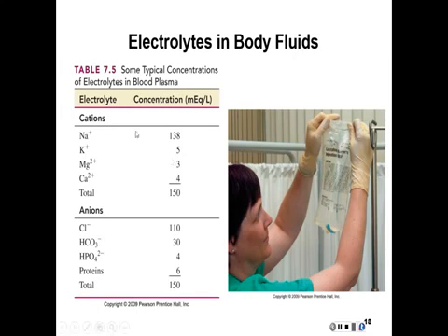And this is right out of the book, table 7.5. So in blood plasma, look at the cations here, and they're showing a total of 150. And the anions, which means negative ions, we get a total of 150 again. You can see the person putting in the solution now, lactated Ringer solution.